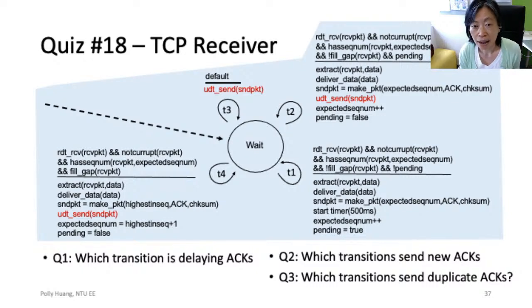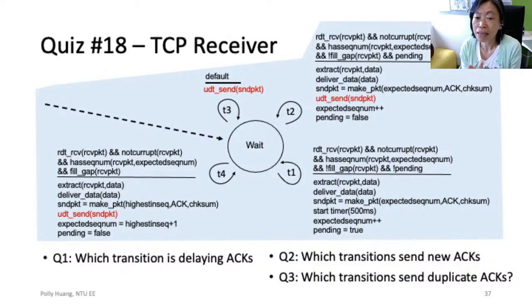And send the ACK out. udt_send is called again. And then the expected sequence number becomes the highest sequence number arriving in order, plus 1. And then pending is now false. Why? There could be one packet pending, but if a packet arrives filling a gap, we send out an ACK immediately. So if there's any packet pending now, we should just set it to false to refresh everything. So this is the TCP receiver's finite state machine.